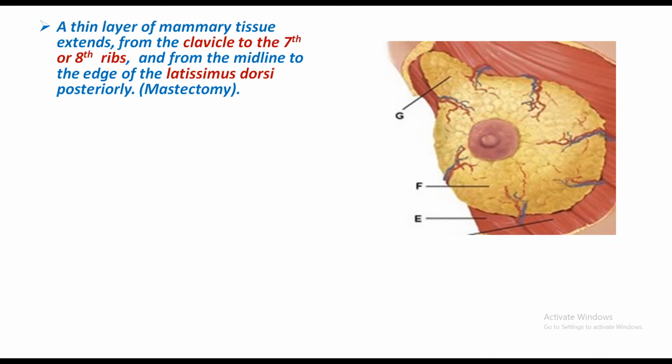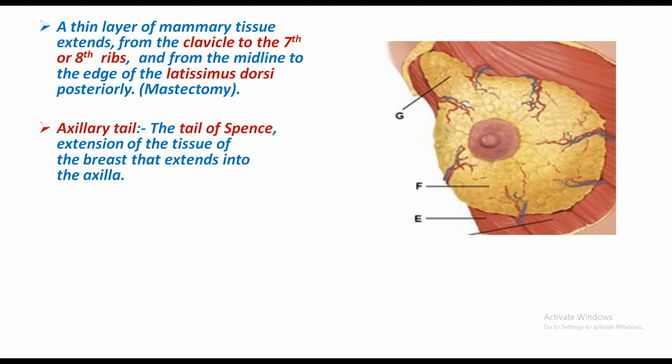So let us again define it more clearly. A thin layer of mammary tissue extends from the clavicle to the 7th or 8th ribs, and from midline to the edge of the latissimus dorsi, that is the margins of mastectomy. So this is very important, in addition to the protuberant part of the breast which is seen on surface anatomy.